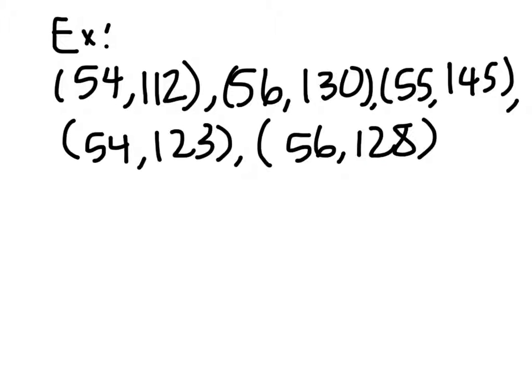Okay, so let's look at some examples and decide if they are a function or not. So if I look at this set of ordered pairs, I'm going to say, okay, the inputs are 54, 56, 55, 54, and 56. Now I'm going to decide if it's a function. Well, I'm going to say, okay, so I have some repeating inputs, so let's check. 54 and 54. This one, the output is 112. This one, the output is 123. So no, this is not a function.